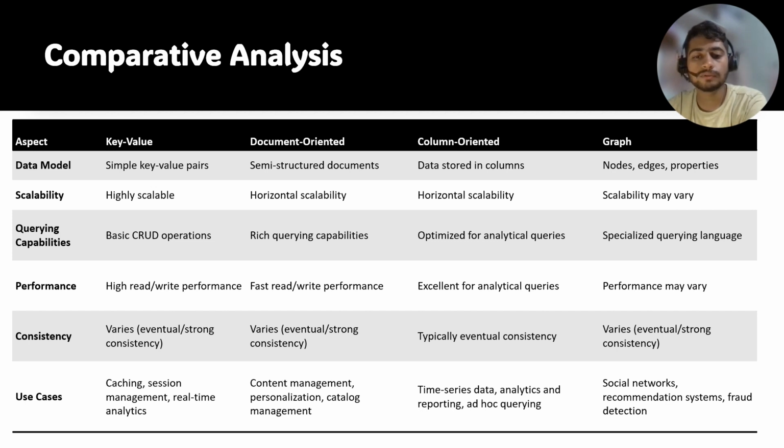Then coming to the use cases. In key value databases: caching, session management, real-time analytics. In document oriented: content management, personalization, catalog management. In column oriented: time series data, analytics and reporting, and ad hoc querying. In graph: social networks, recommendation systems, fraud detection.